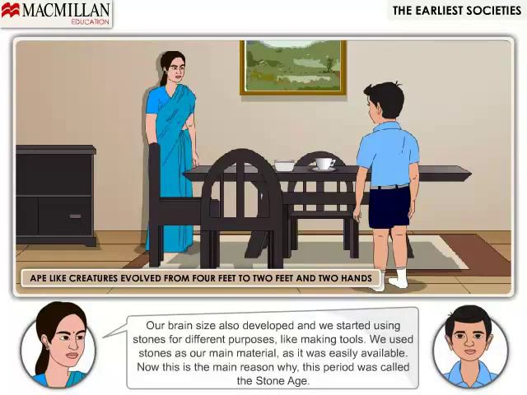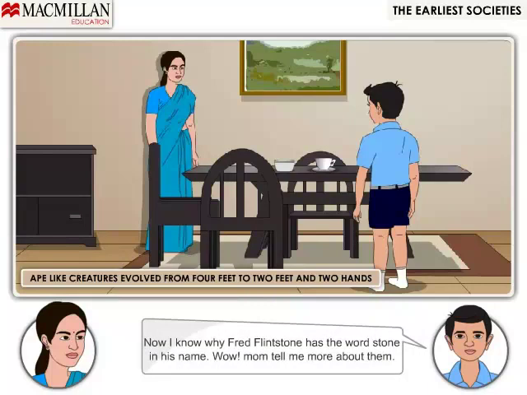Our brain size also developed, and we started using stones for different purposes like making tools. We used stones as our main material as it was easily available. Now this is the main reason why this period was called the Stone Age. Now I know why Fred Flintstone has the word stone in his name. Wow. Mom, tell me more about them.